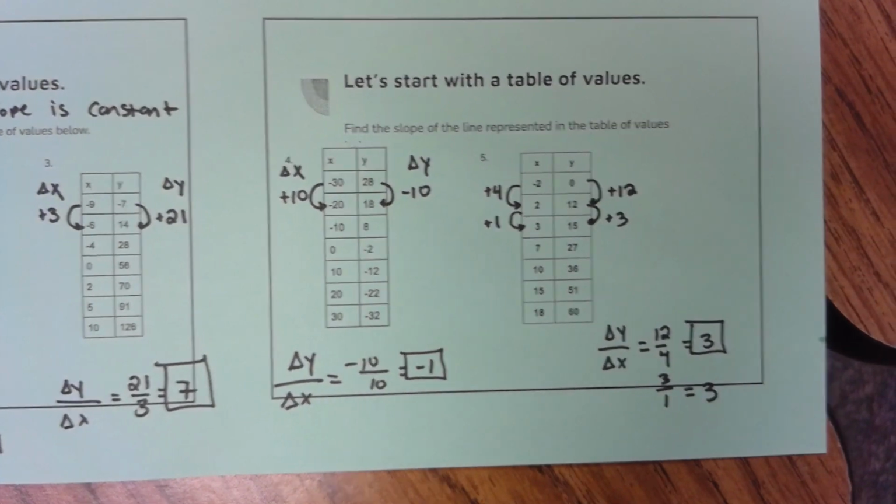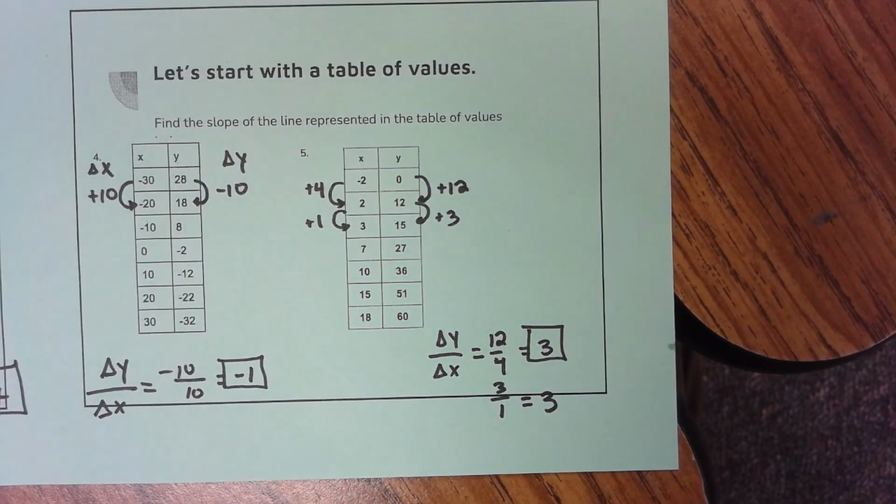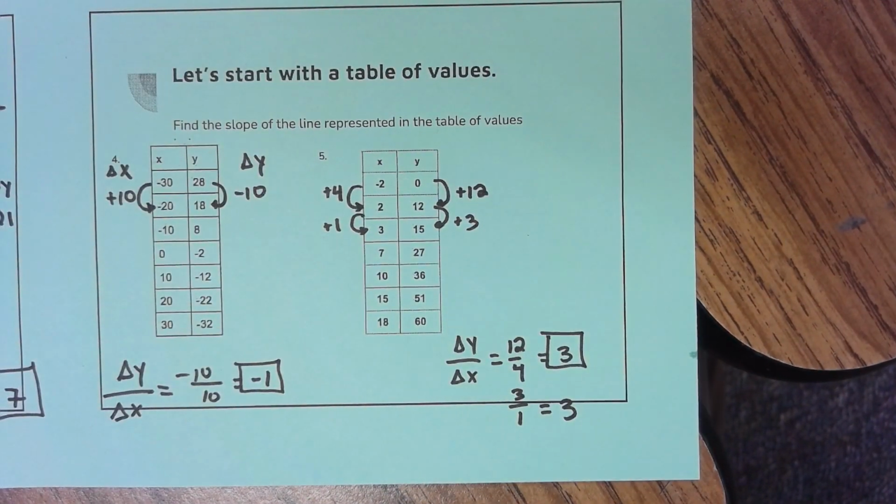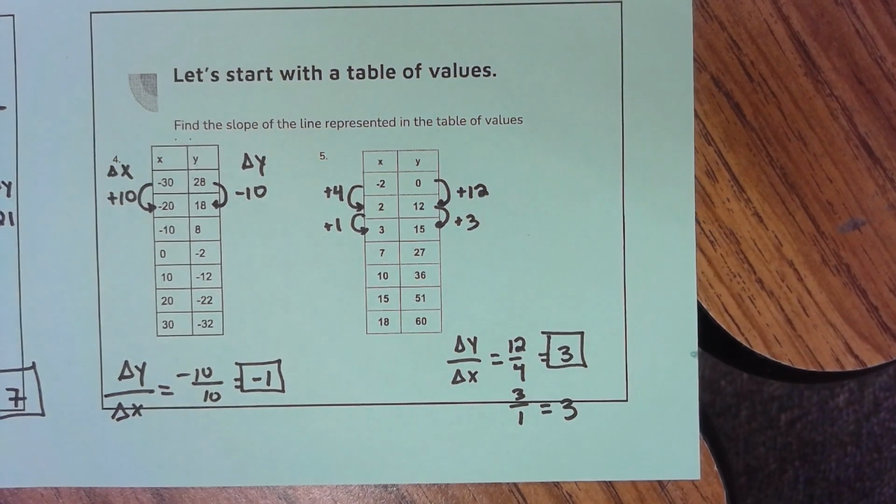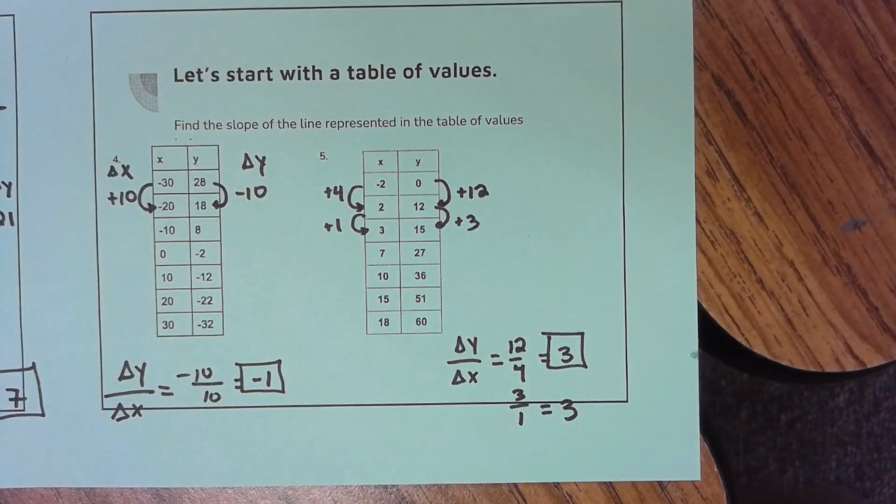All right. Last 2 slopes for 4 and 5. Slope for number 4 is negative 1. I got a change in y to be negative 10 and a corresponding change in x to be positive 10. That gives me a slope of negative 1.